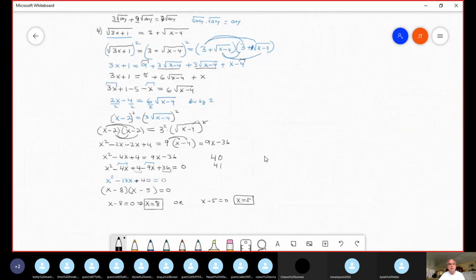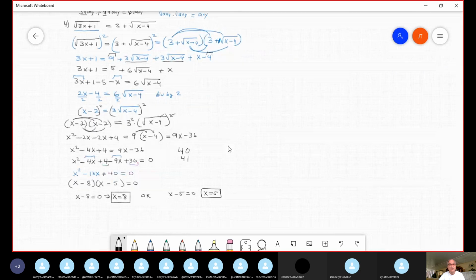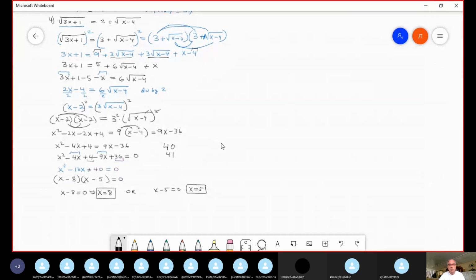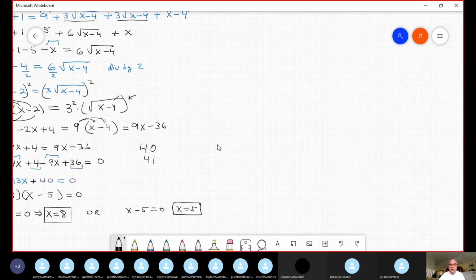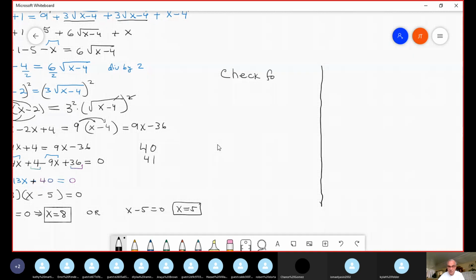Okay, now let's do the checking part. I propose the following organization for checking, good and efficient. You split the paper into parts, and you copy here: check for x equal 8, and check for x equal 5. And the verification is true or not. This is challenging, because I don't know if it's true.